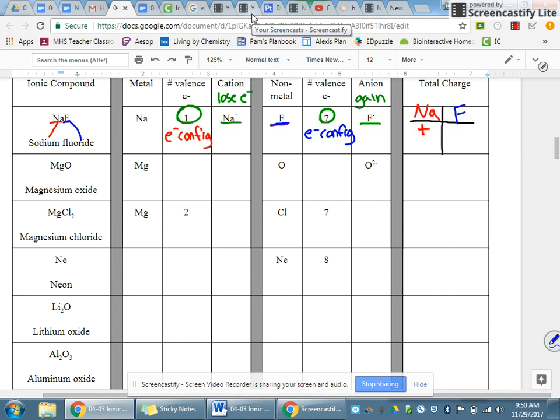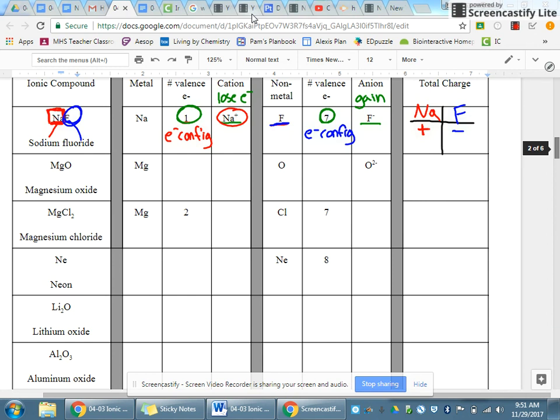So again, I have set up my chart here, and I have decided that I only have one sodium. And I know that I only have one sodium because there's no subscript in the formula. So I only need one positive charge because we only have one sodium with a positive 1 charge. I also only have one fluorine because there's only one fluorine in the chemical formula. I'm going to go ahead and add a negative charge here.